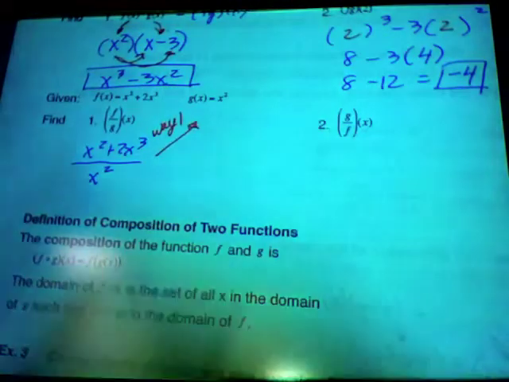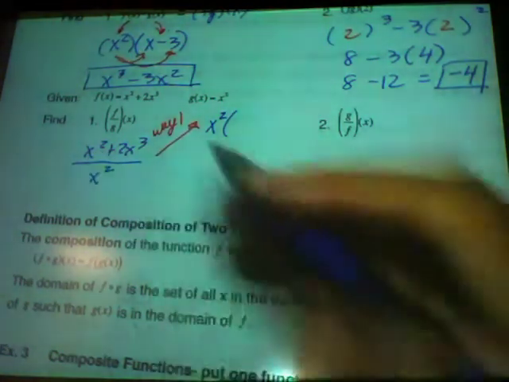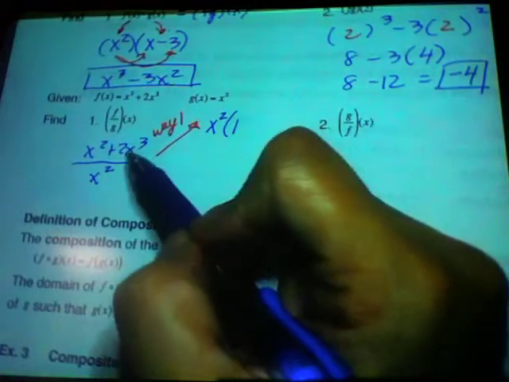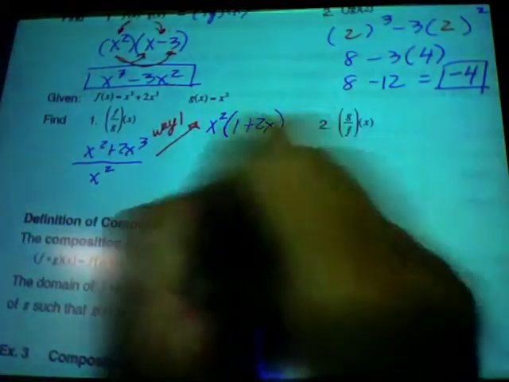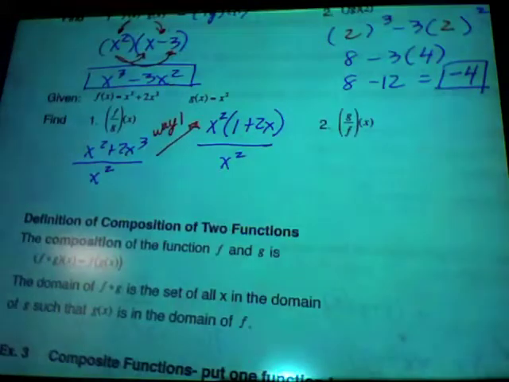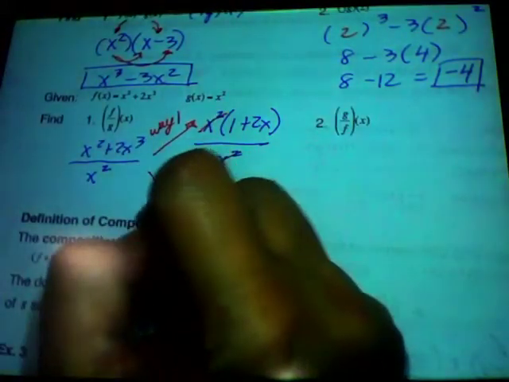Here's way 1: you could factor out that x squared, and what are you left with here? What's x squared divided by itself? 1. And then divide this by an x squared, don't you get a 2x? All over x squared. What happens to the x squareds? They cancel.